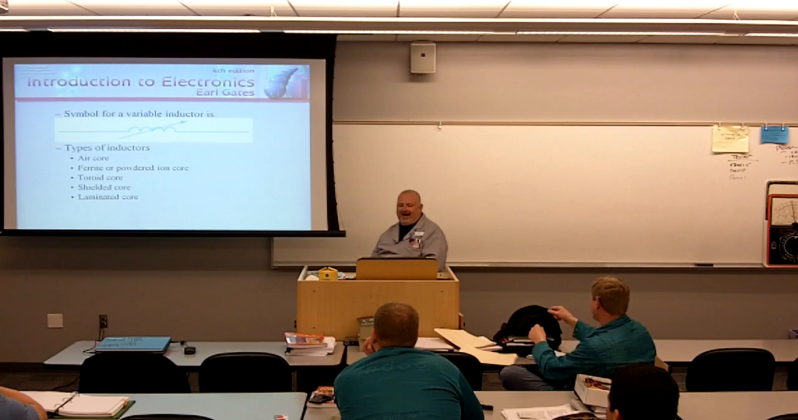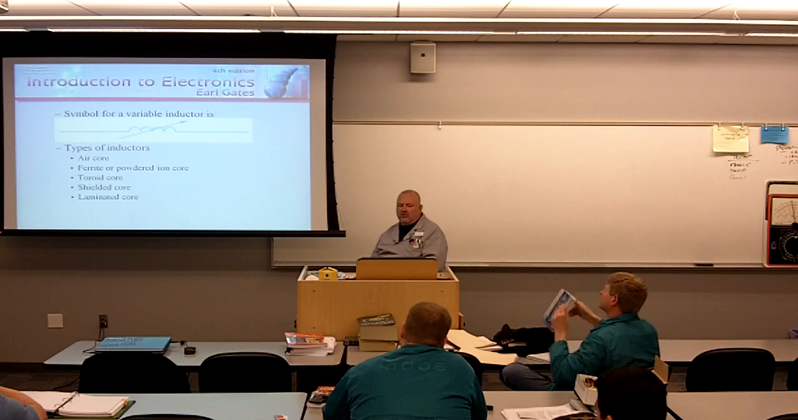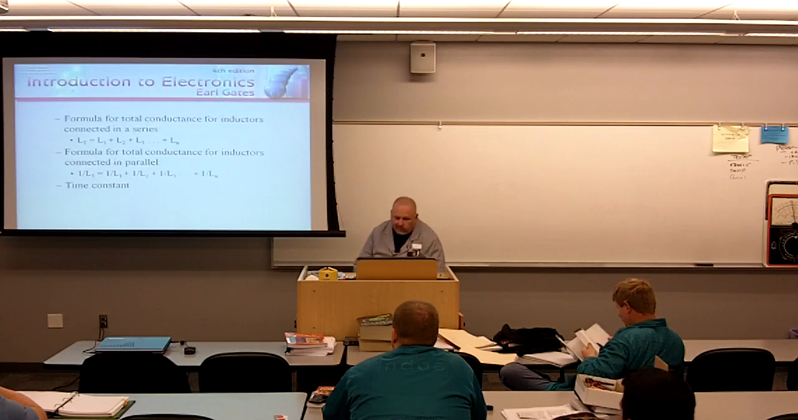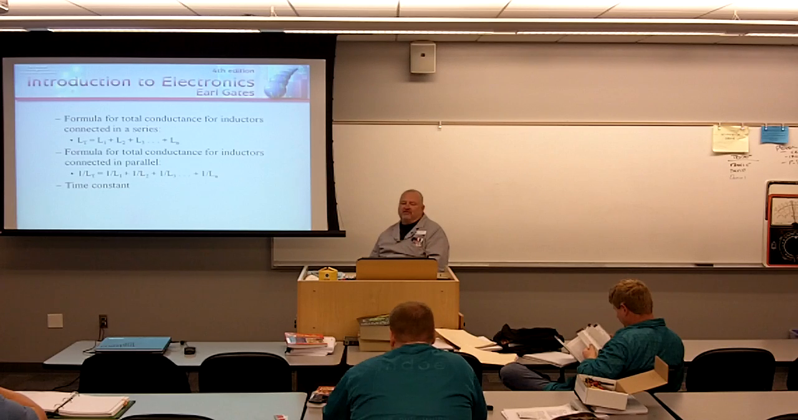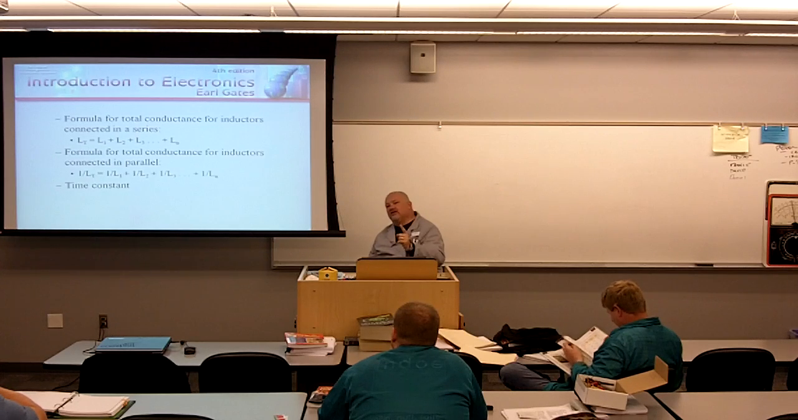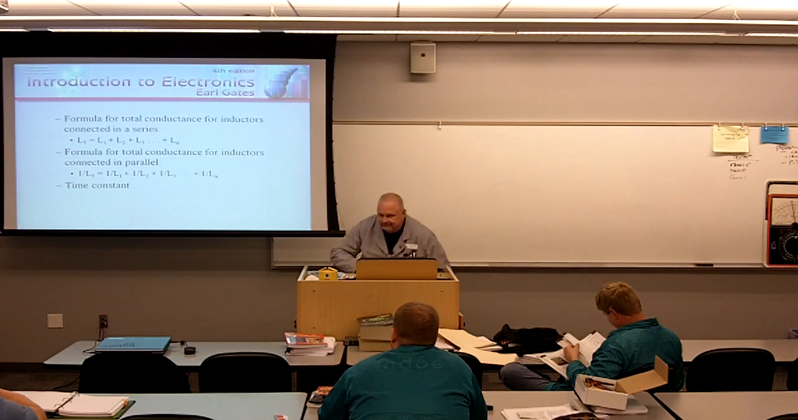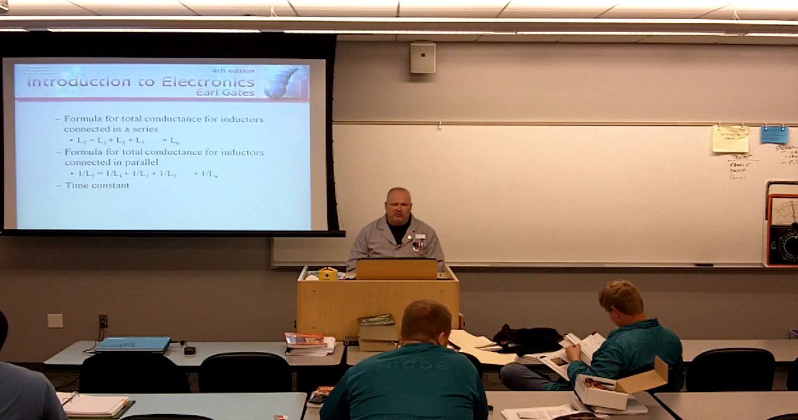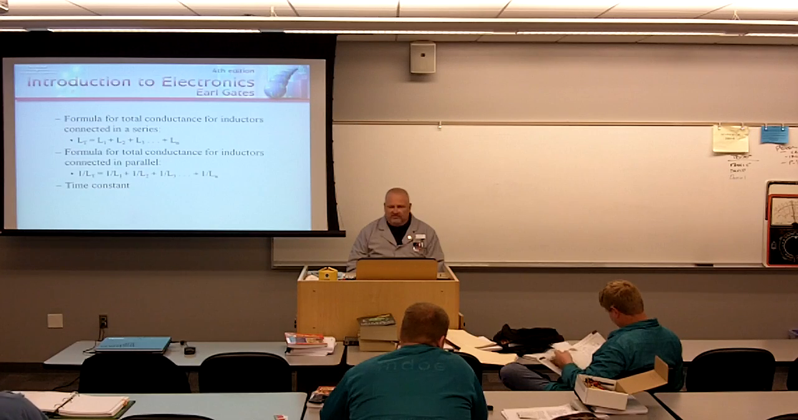Types of inductors include iron core, ferrite or powdered iron core, toroid core, shielded core, laminated core. Formula for adding them up in series is the same formula for adding up resistors in series. The only thing you need to be aware of, you're adding up inductance measured in Henrys. If it's not in Henrys, can't use this formula. The formula for total inductance in inductors in parallel is the reciprocal formula. Use it same as you would for resistors in parallel.